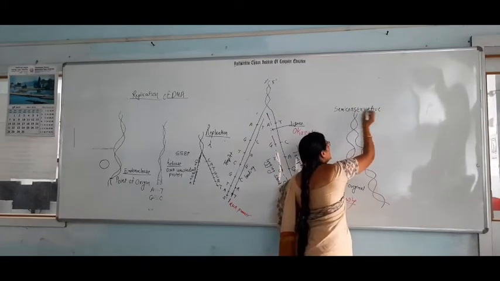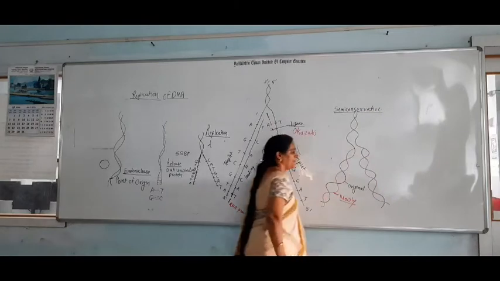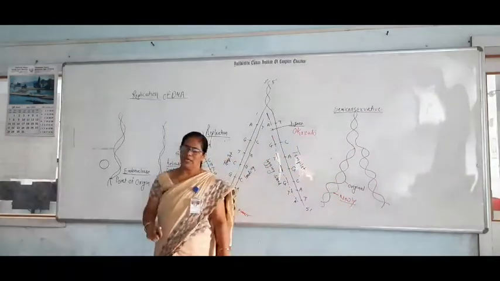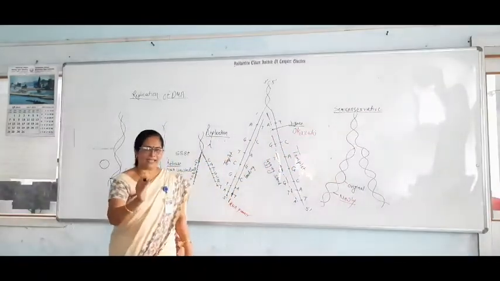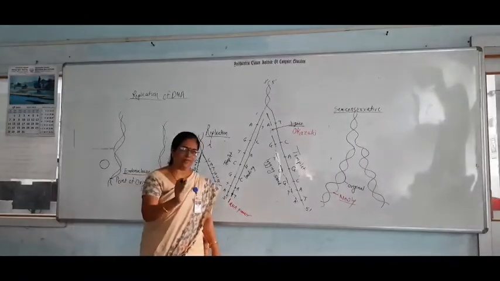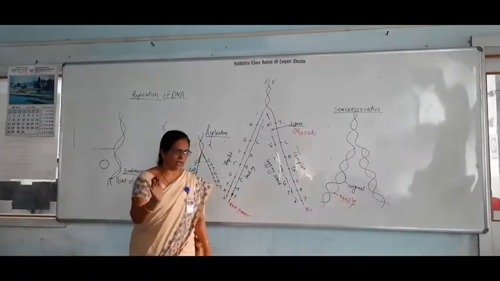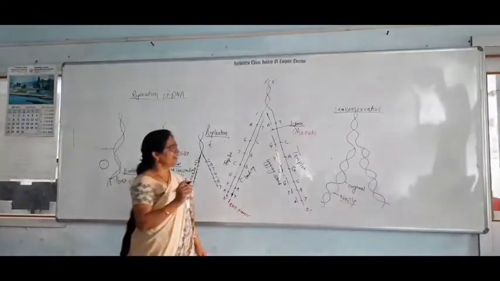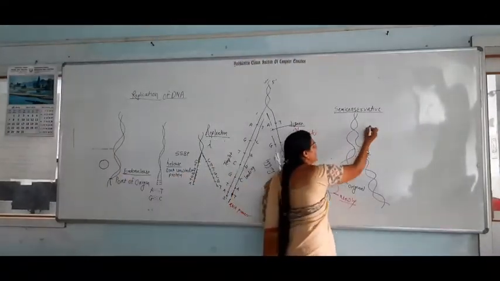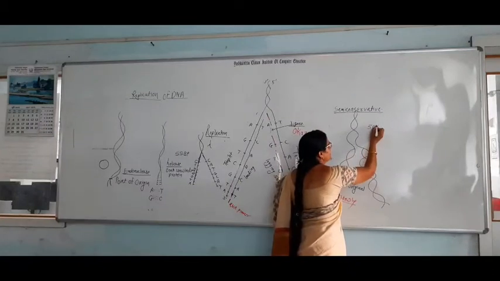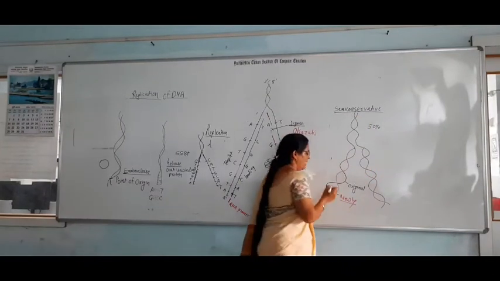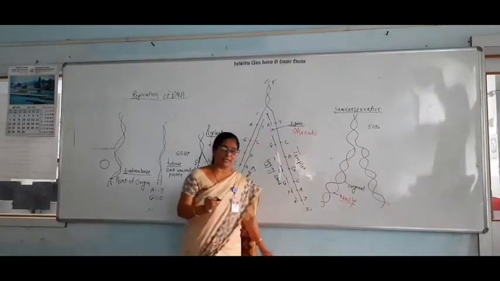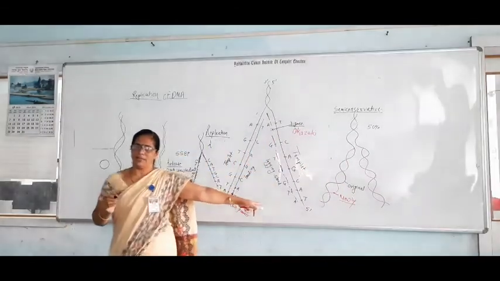Why is it called the semi-conservative method? Because during replication of DNA, 50% of the strand is the original, old and conserved, and 50% is newly produced. That's why it is called semi. Semi means half. 50% is the old and 50% is the newly produced. That's why it is called the semi-conservative method.